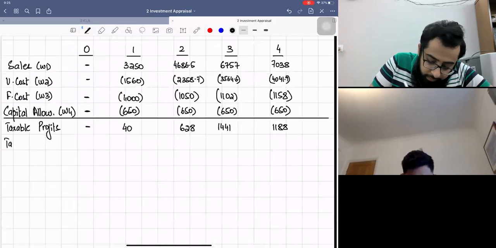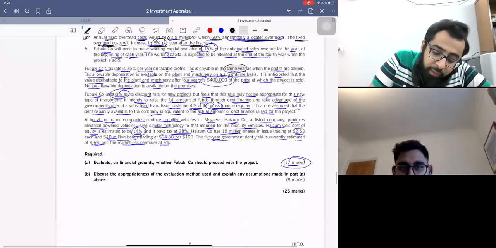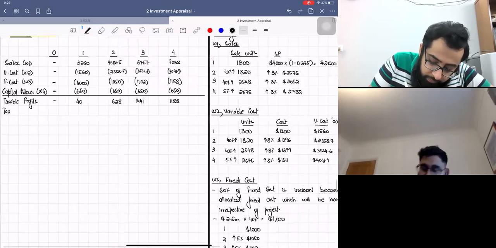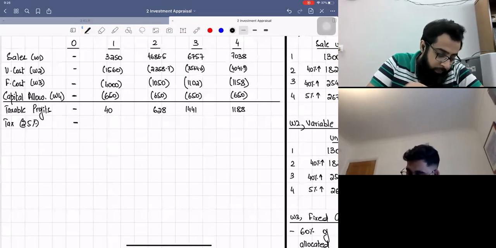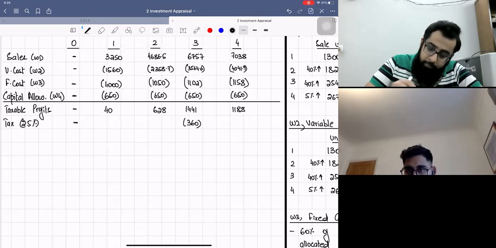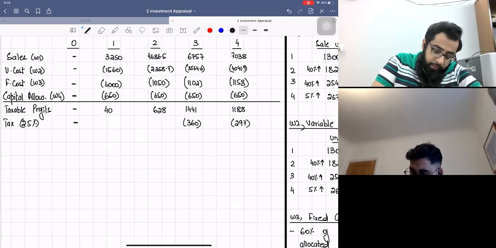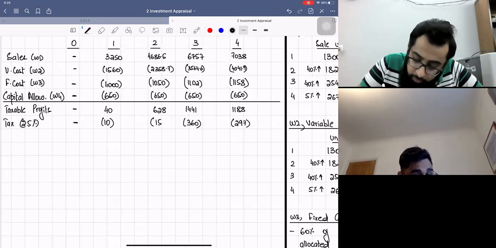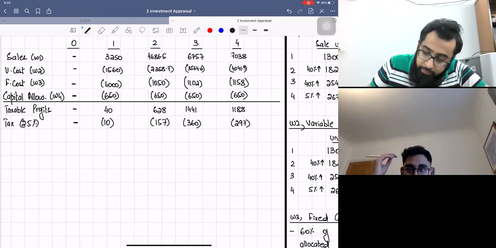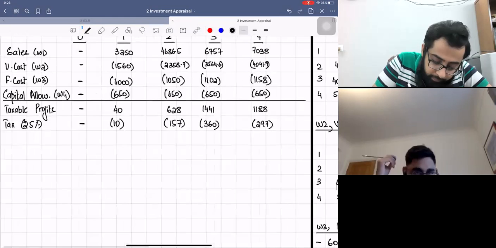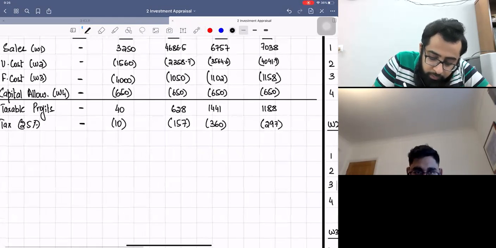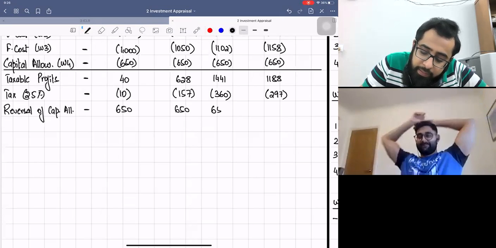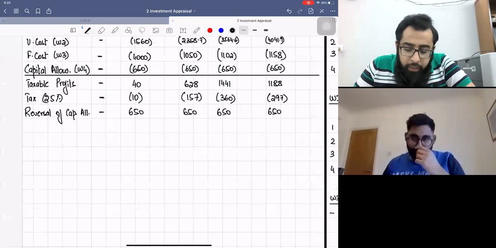Now we simply charge the tax. I think the tax rate is 25%, same year, same year. It's 360 here, 297 year 4. 297, then 40 into 0.25, it's 10, and then 157, 157, 157. Now we will reverse the capital allowance because it was only deducted for tax calculation. We are moving towards difficult adjustments. These all are the basic adjustments, 650, 650, and 650. So now we are done with the basic operational level work.